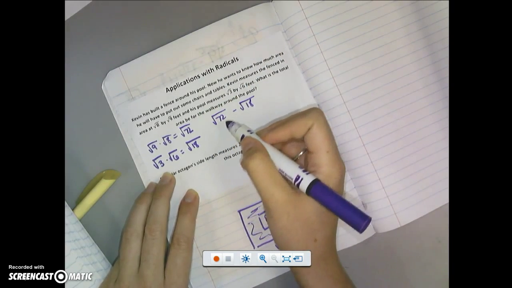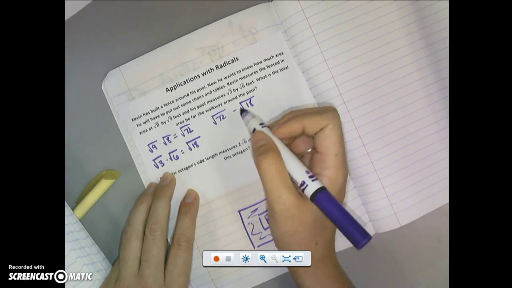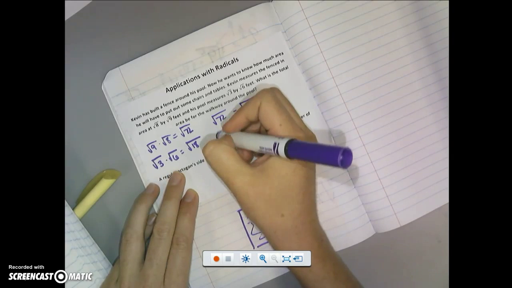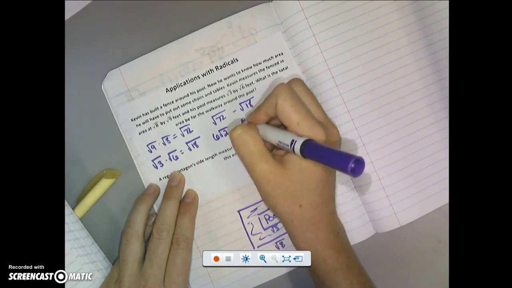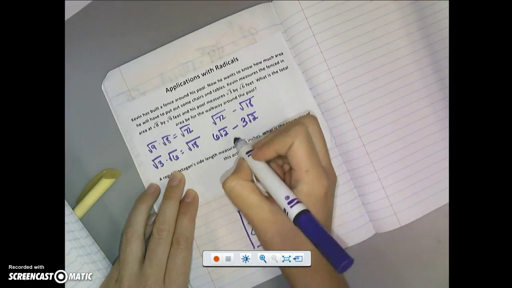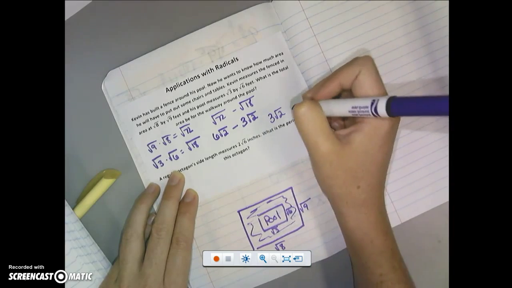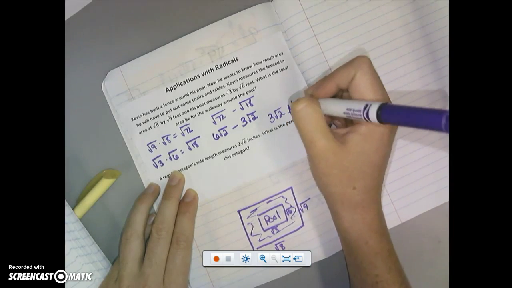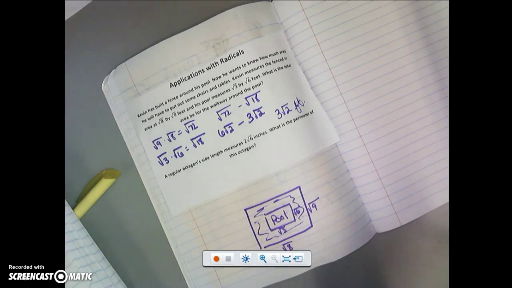And remember, now we're adding and subtracting radicals. We need like radicands and like indexes. So I'm going to simplify, and I'm going to get 6 square root 2 minus 3 square root 2. And then we're going to subtract. So we're going to have 3 square root of 2 feet is going to be his area. He can put chairs and all that fun stuff out.